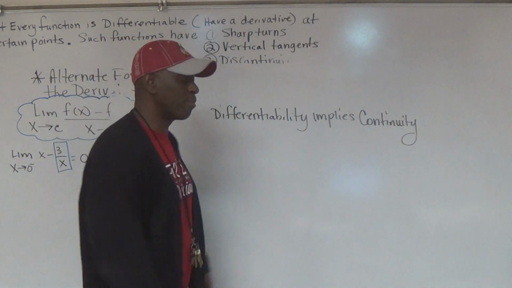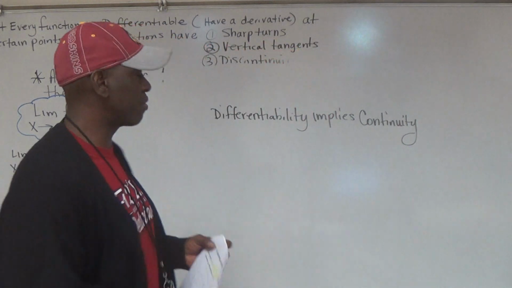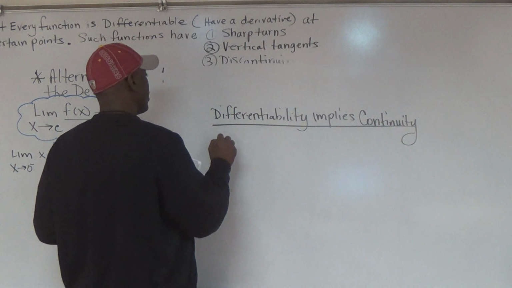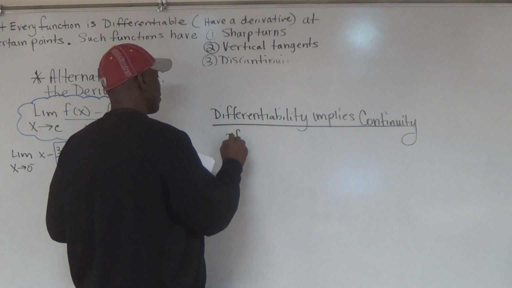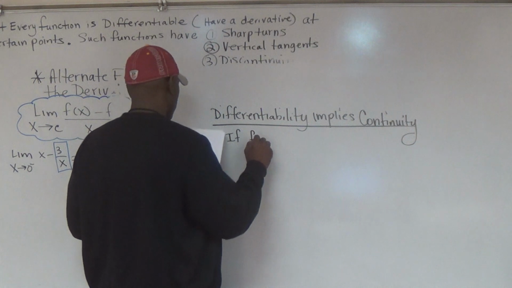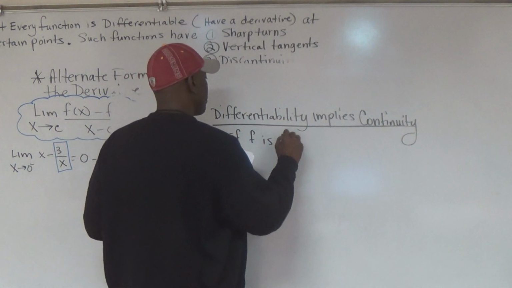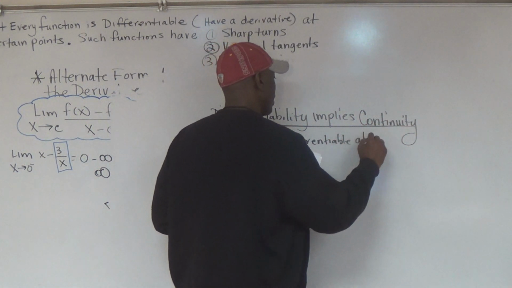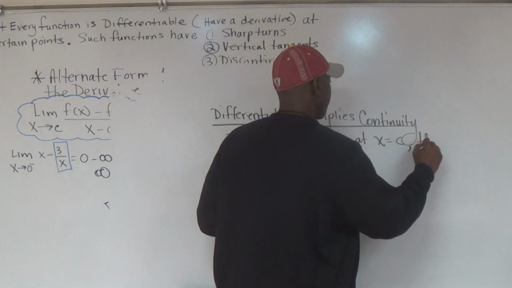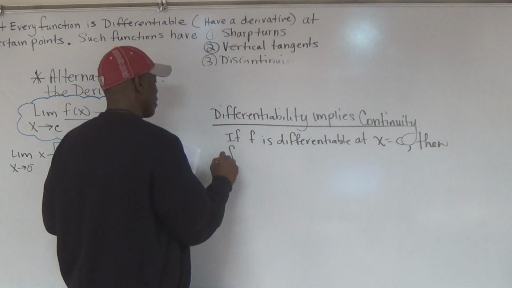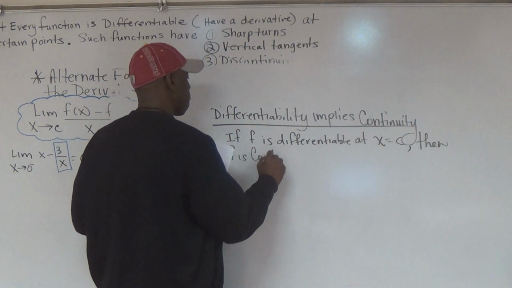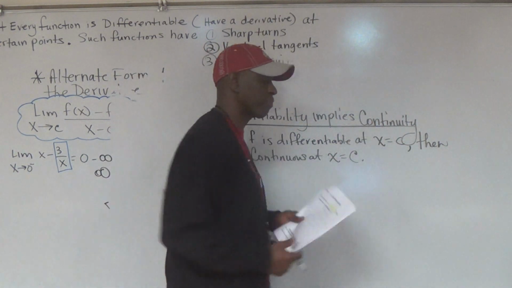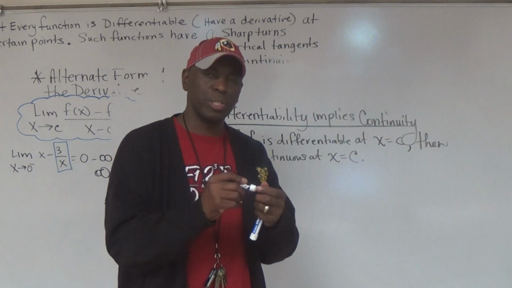Let me write it out like this, because I'm going to use some geometry. Here's what we're saying: if f is differentiable at x equals c, then f is continuous at x equals c.